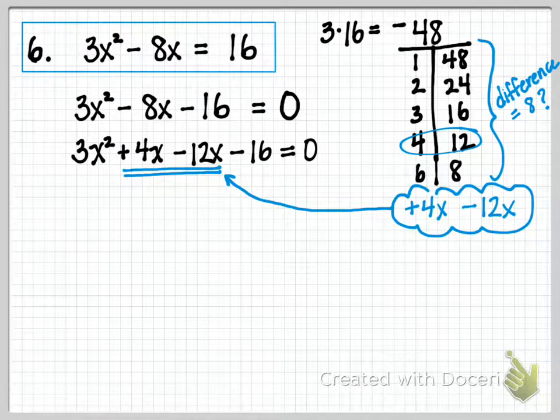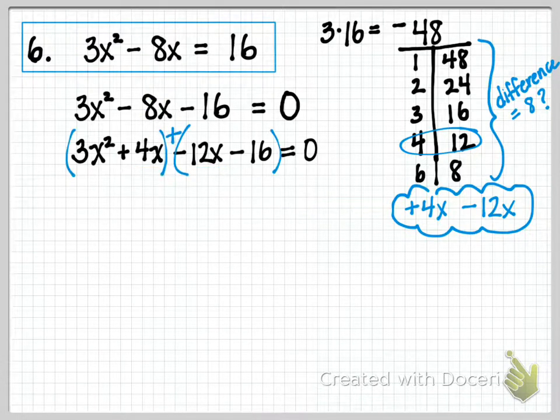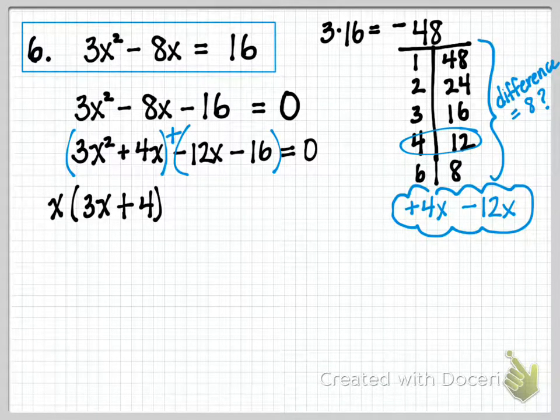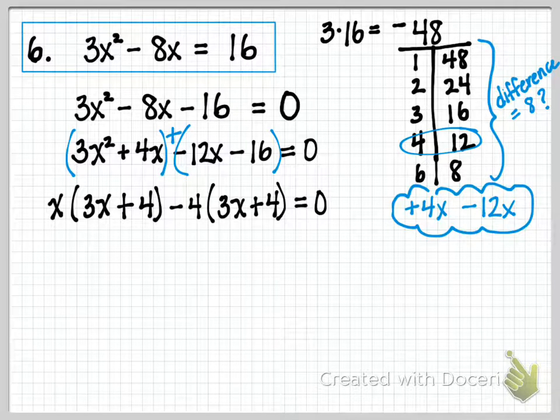And you'll notice that I wrote this right here as the 4x plus, actually minus 12x. That is the same thing as negative 8x. I now group it into two different groups, and I'm going to factor each of those groups. In the first group, x comes out. In the second group, negative 4 comes out.